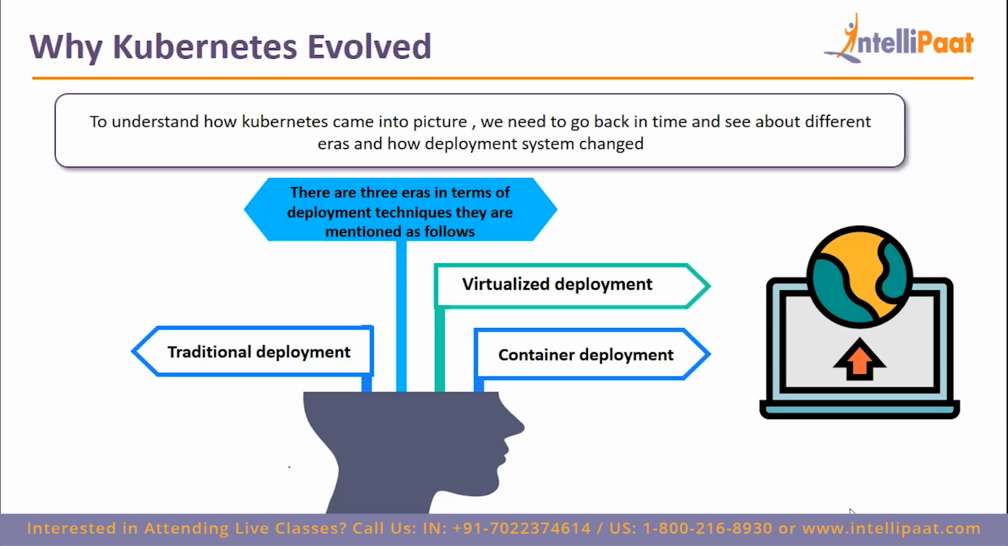So to understand how Kubernetes came into the picture, we need to go back in time and see about different eras and how deployment system changed, right? So there are basically, you can characterize them into three parts. First is the traditional deployment era, then is the virtualized deployment era, and the final one is the container deployment era, which we are in right now. People are using a lot of different containers for doing stuff, and there are different ways of creating container, and Docker being one of the most prominent ones.